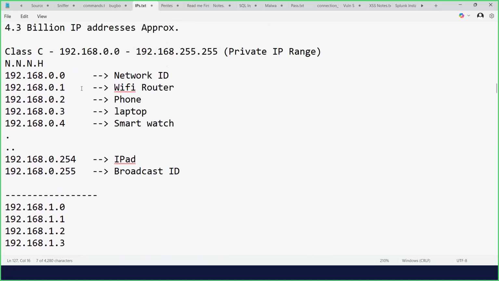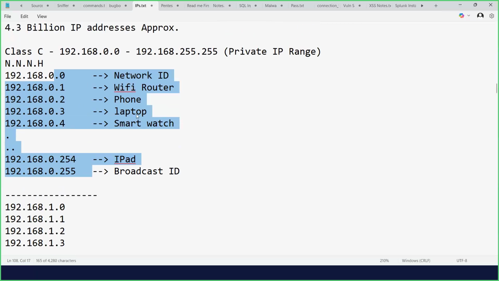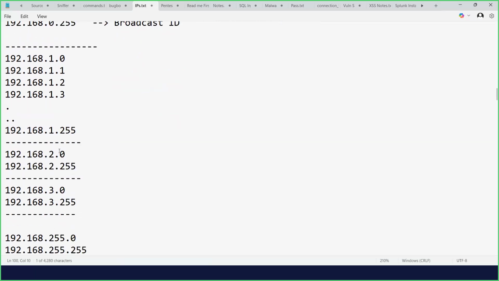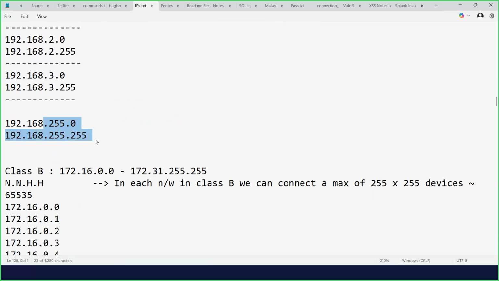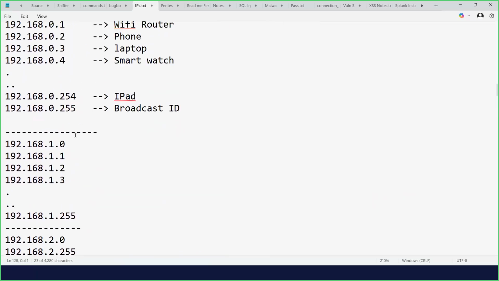So now you give me the answer. How many networks are there? Anyone? How many networks do we have in the entire class C range, guys? We know in each network we have 255 devices. How many networks are there in total? Any answers? Maybe 255, I'm not sure. Very close. 256, because we're including the zeroth network as well. So from 0 to 255, we have 256 networks. Okay, good question. Thank you, sir.